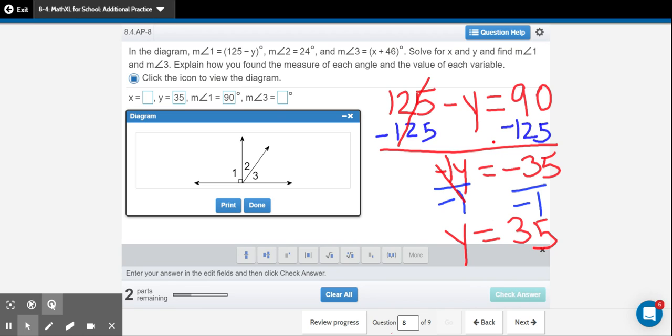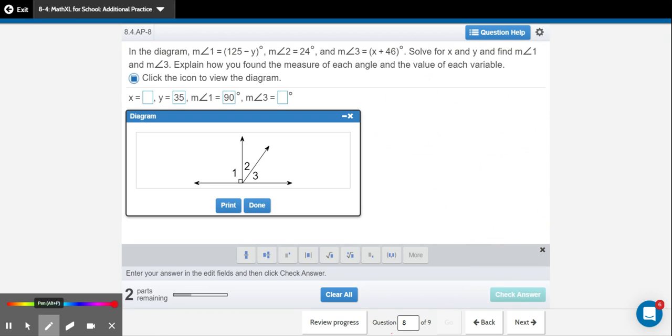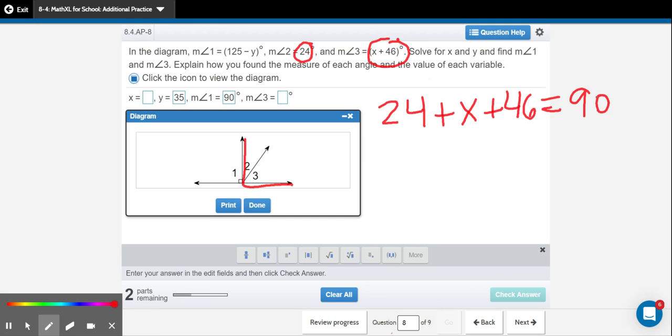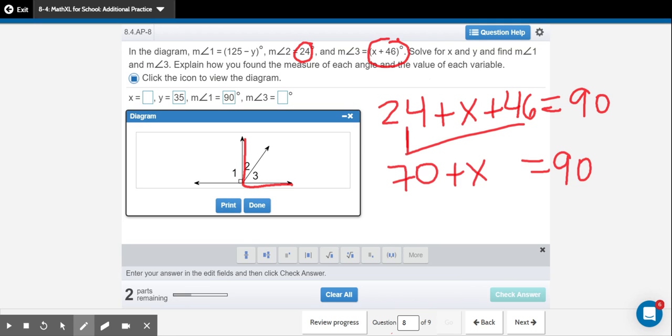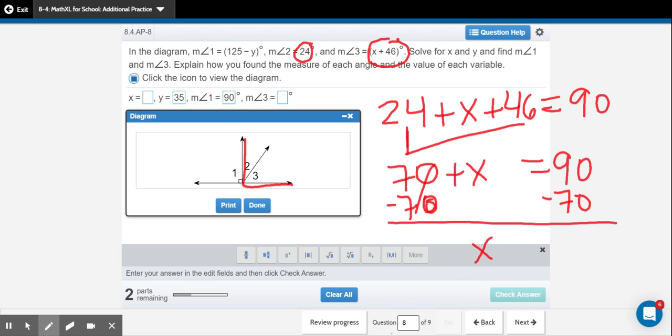Now we need to figure out what x equals. Now we're talking about angles 2 and 3. Angle 2 equals 24 degrees, and angle 3 is x plus 46 degrees. And we know, because angle 1 equals 90 degrees, that these two also equal 90 degrees. So here's our equation. We're going to combine 24 and 46. So now we have 70 plus x equals 90. Let's subtract 70 on each side. This cancels, and then x equals 20.